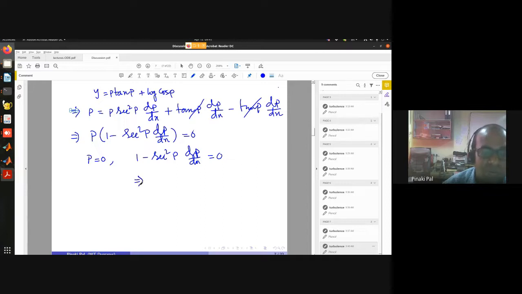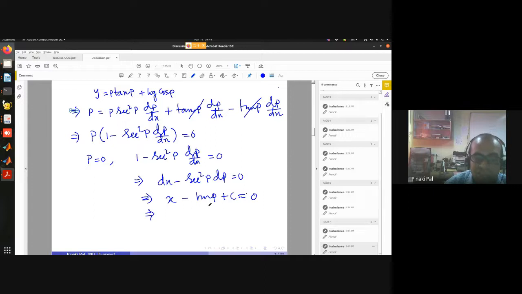So therefore, what do we get from here? dx minus sec square p dp is equal to 0. On integration, we will get x minus tan p plus c equal to 0. From here, we will get tan p equal to x plus c. And therefore, p is equal to tan inverse of x plus c.